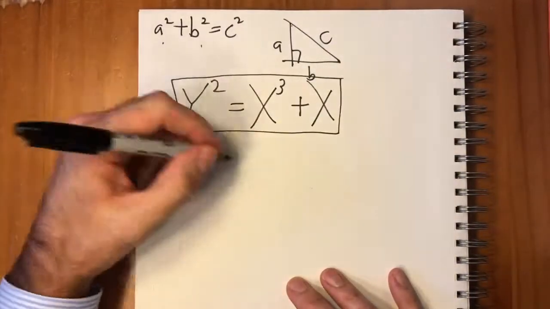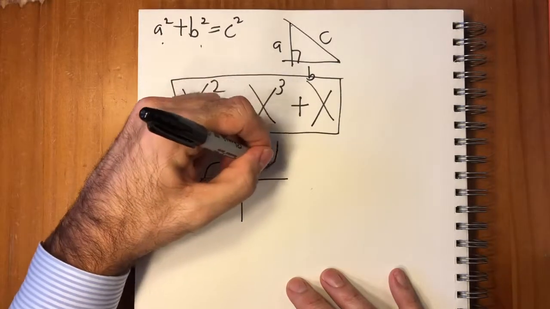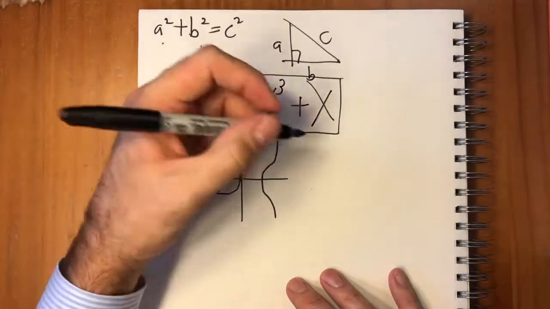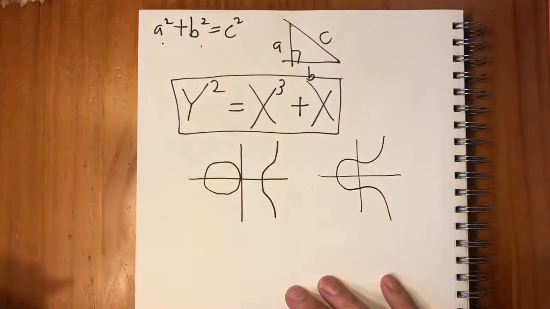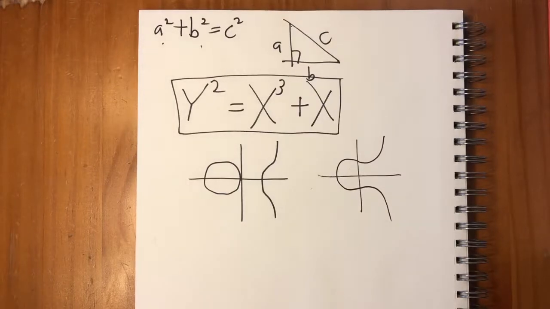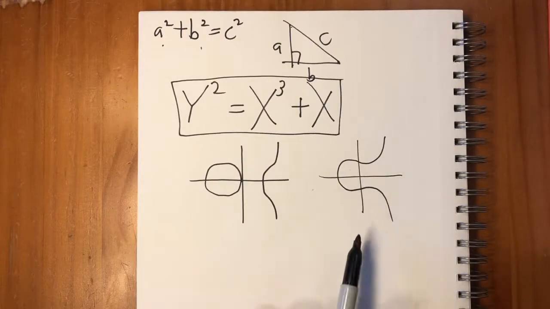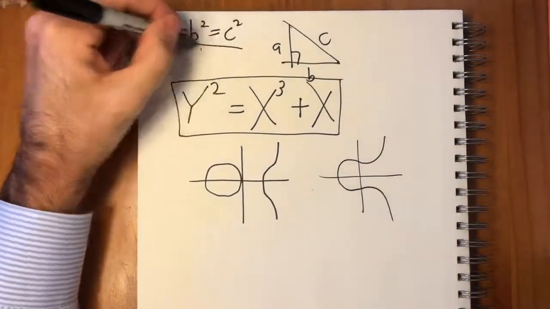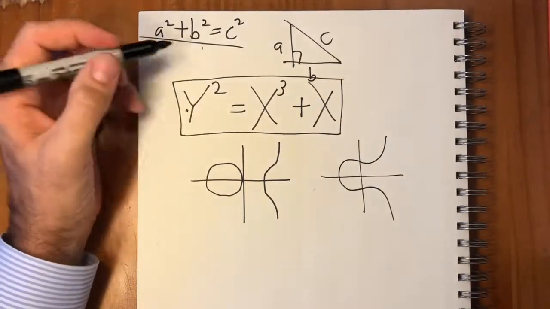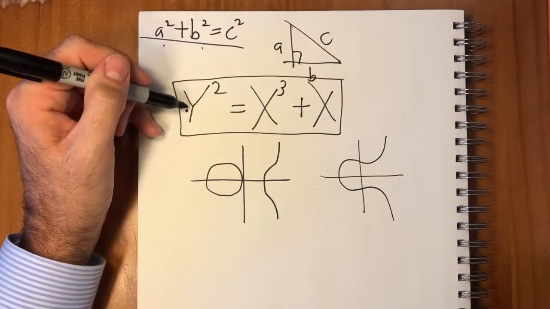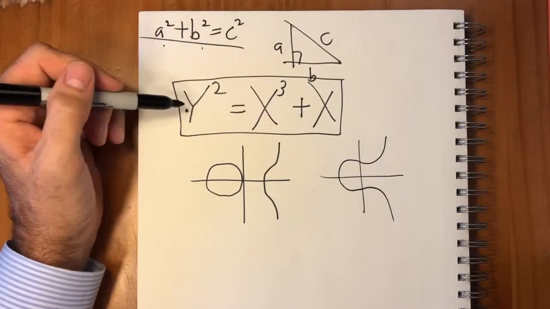An elliptic curve looks like one of two basic shapes. It can either look something like this or something like that. I don't know a lot more about this yet. That's what we're going to get into. But this is the Pythagorean theorem. This is the basic equation for an elliptic curve. And today I'm going to show us how to get from here to here.